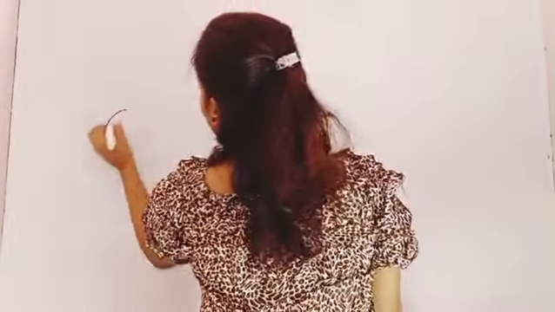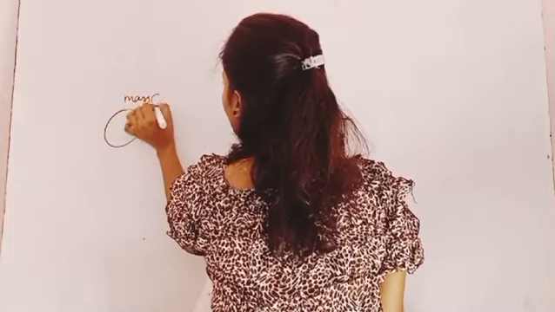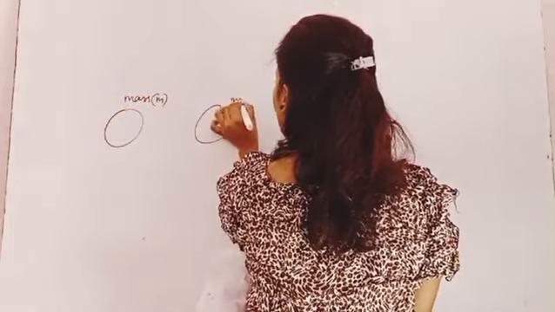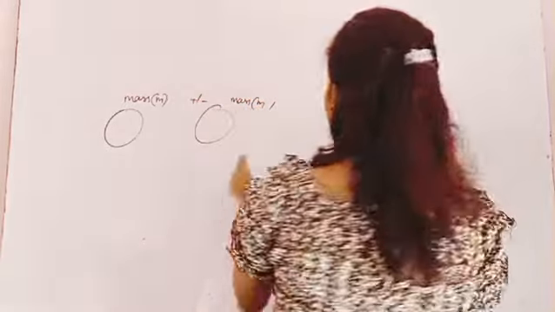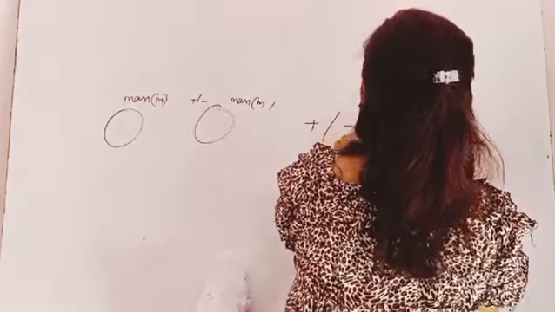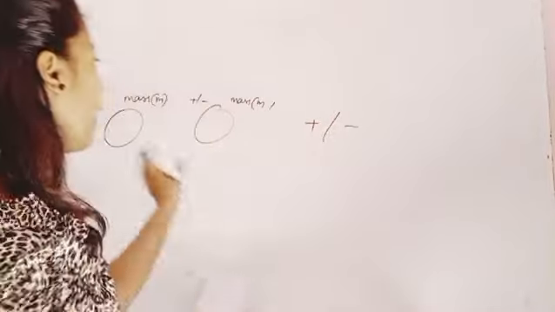There are three cases. What are the three cases? There is a body with mass m. There is a body with mass m with a positive or negative charge. Okay, everybody? And there I wrote positive or negative. The three cases I took up are here.